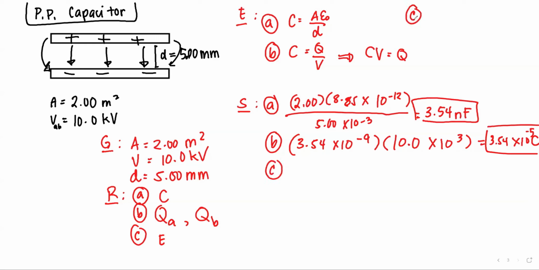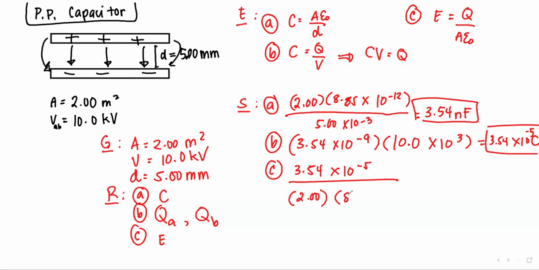We're looking for the magnitude of the electric field. E is equal to Q over epsilon naught A, right? Okay, let's plug in the values. What is our Q? 3.54 times 10 raised to negative 5 coulombs divided by your area, which is 2. Epsilon naught is 8.85 times 10 to the negative 12. Answer?